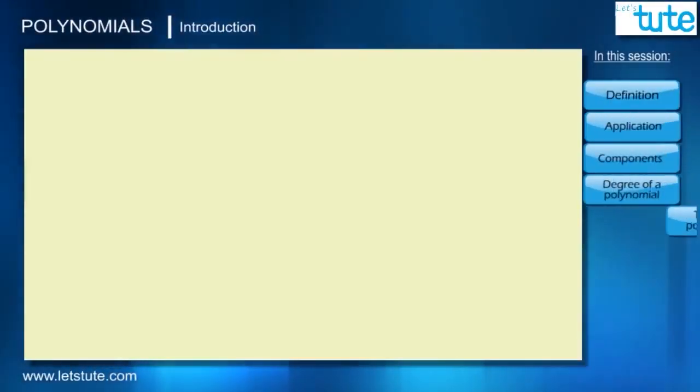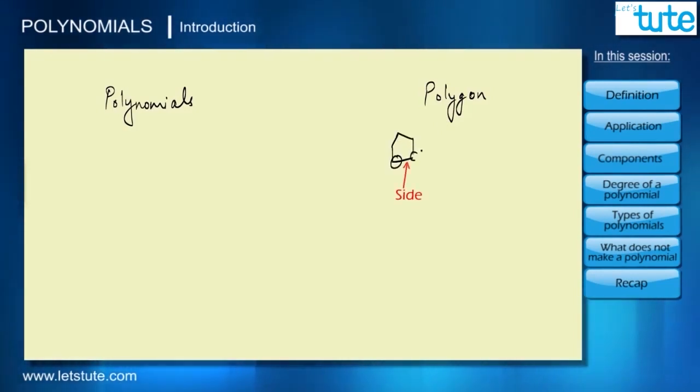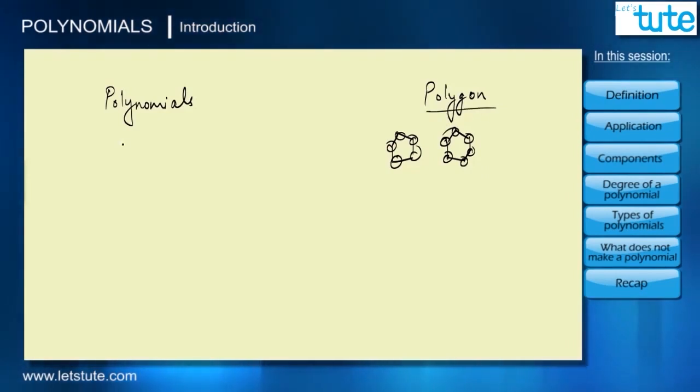Hi, welcome to this session of mathematics, and today we are going to learn about polynomials. Let me start with something even more familiar, like polygon. Polygons are shapes with many sides, like we have studied pentagons with 5 sides, we know hexagons with 6 sides, then there are decagons, septagons, so many shapes with many sides, and they are called polygons.